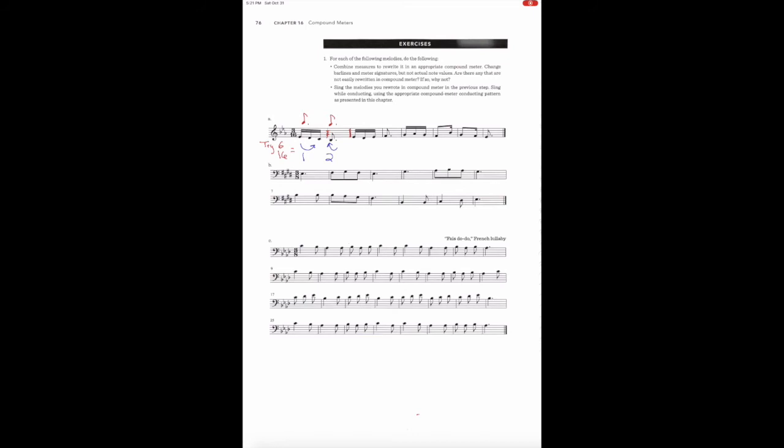1 and 2, 3, down and up, like this. 1 and up, down, up, 2, 3, down, up, and 1, 2, 3. So just count it in 1, 2, 3, 4, 5, 6. But keep in mind, just as the blue letters tell you, the blue numbers and arrows tell you that it's really 2 big beats, not 6 little ones.